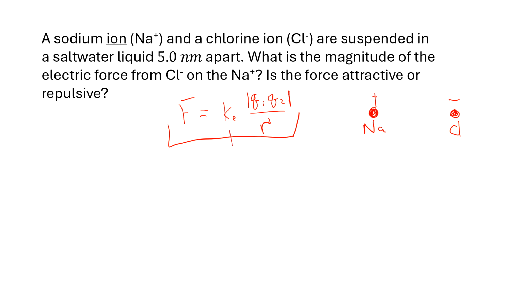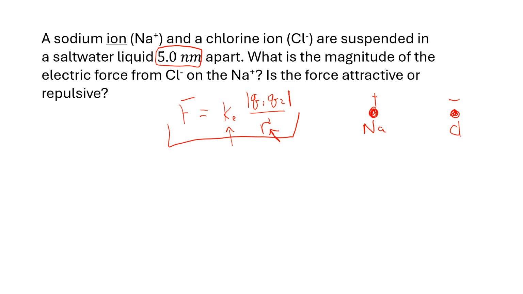Ke is a constant. R is the distance between them, which looks like this 5 nanometers here. But it's these Q values, the coulombs, that were not given. And so that information is hidden in the chemistry here. A positive ion means that it has one more proton than electron, okay?